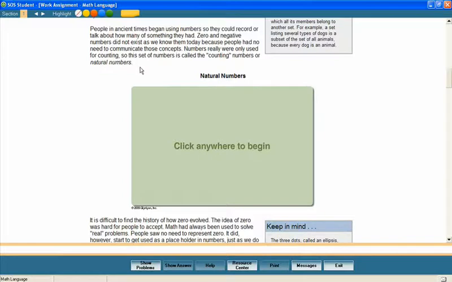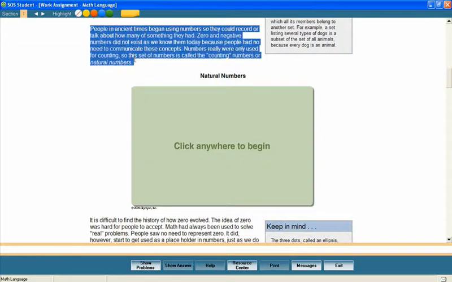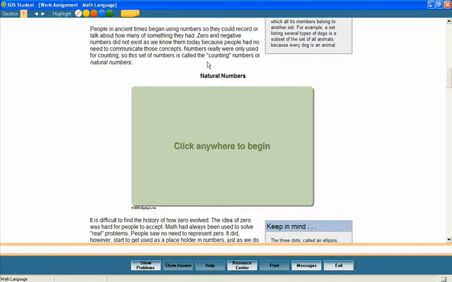Auditory learners may benefit from hearing text read aloud as they follow along. Students select a portion of text and utilize the text-to-speech tool to read the text. A number of customization options allow students to personalize their use of the text-to-speech feature.